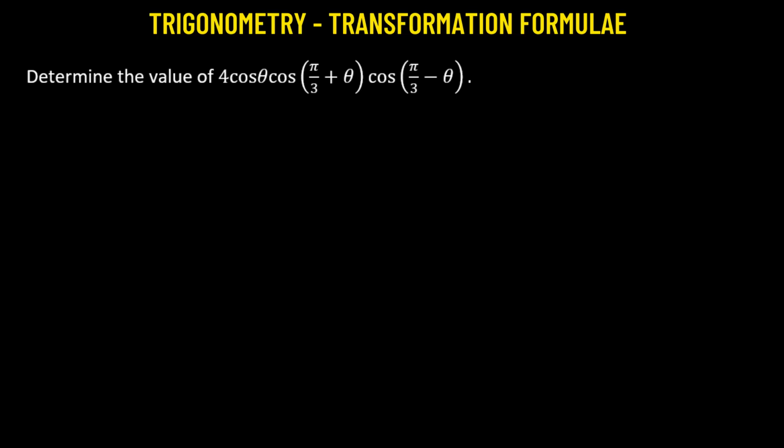So in this problem, we need to determine the value of 4 times cosine of theta times cosine of pi over 3 plus theta times cosine of pi over 3 minus theta. Let us begin by first rewriting the given expression. So here we can rewrite it as 2 times cosine theta times 2 times cosine of pi over 3 plus theta multiplied to cosine of pi over 3 minus theta.